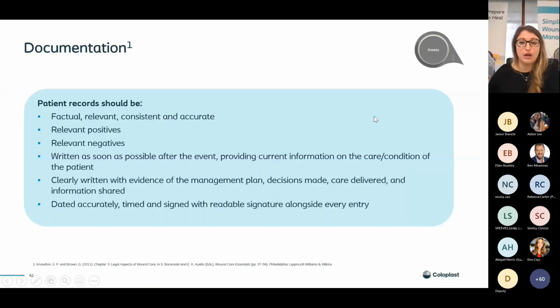I'm sure a lot of you now are probably doing documentation via iPads or laptops, certainly out in the community and primary care. So that makes the legible writing much easier because it's typed, but you still need to make sure that you follow this process, make sure it's factual and relevant, and make sure you do it as soon as you have completed that activity.